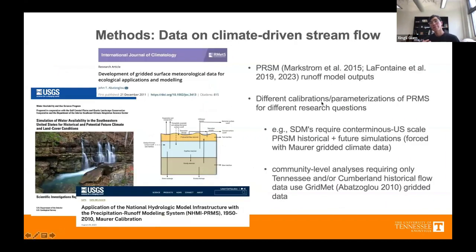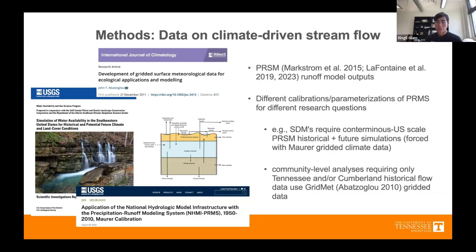Right. So besides fish, very importantly, we want to have stream flow data as well. So we talk about the PRMS data. PRMS is a data model that is designed and produced by USGS hydrology staff, and it started in the 2000s. We use different calibrations and parameterizations of this PRMS model for different research questions. So for the research question that we have, we may need to use a different version.